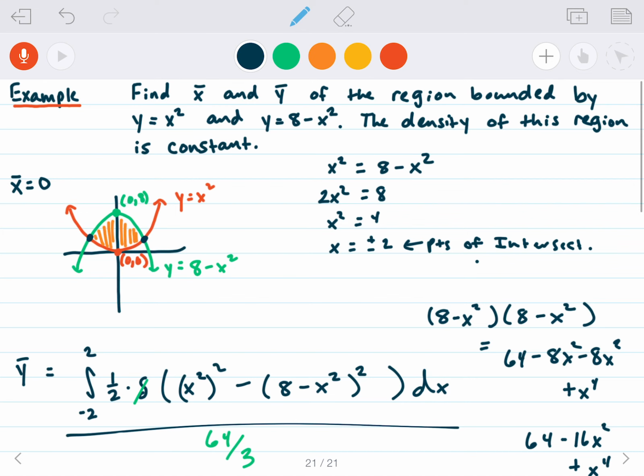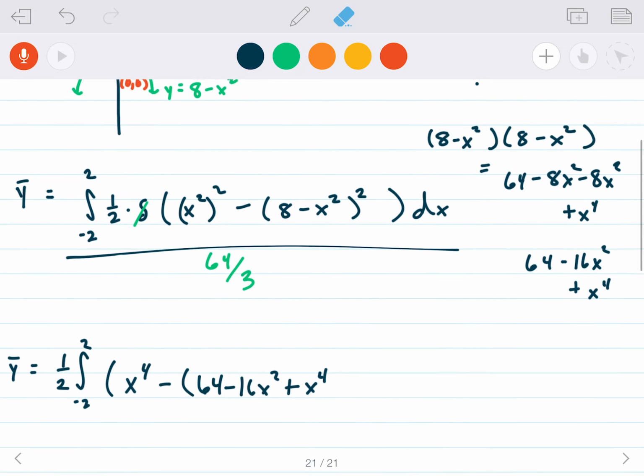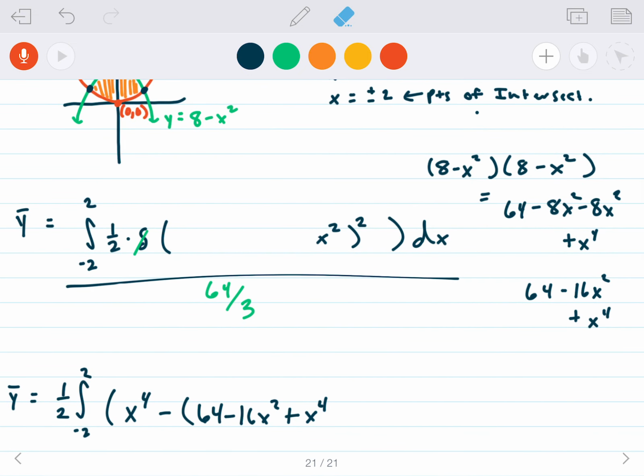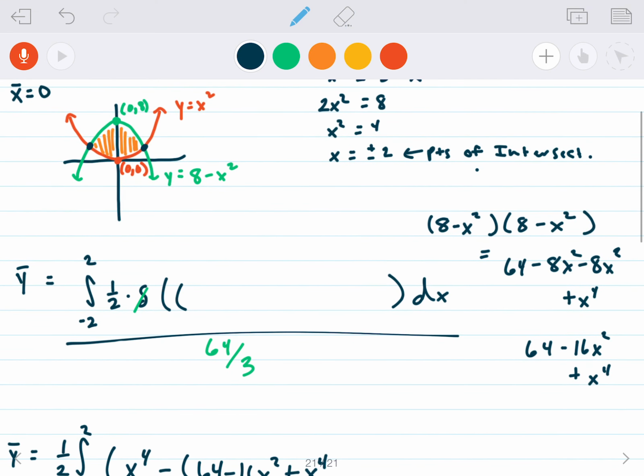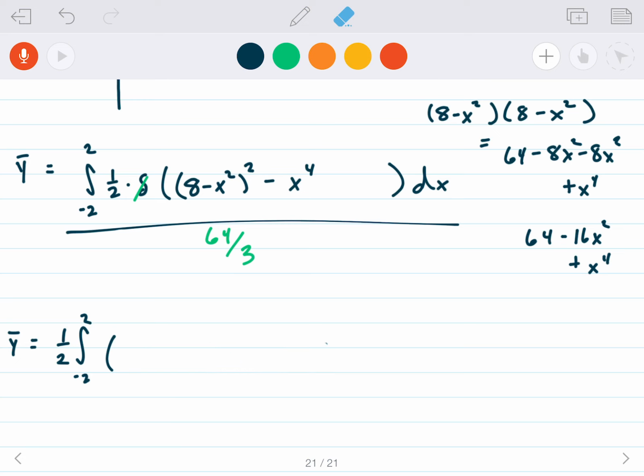Oh, I think I might have done this backwards. I did bottom minus top. Oh, okay. Sorry, guys. Technical glitch here. Let's flip it. I did bottom minus top, but we need to do top minus bottom. So this is that minus x to the 4th. All right, great. So 8 minus x squared squared, we just have x to the 4th minus 16x squared plus 64 minus x to the 4th. That's nice.